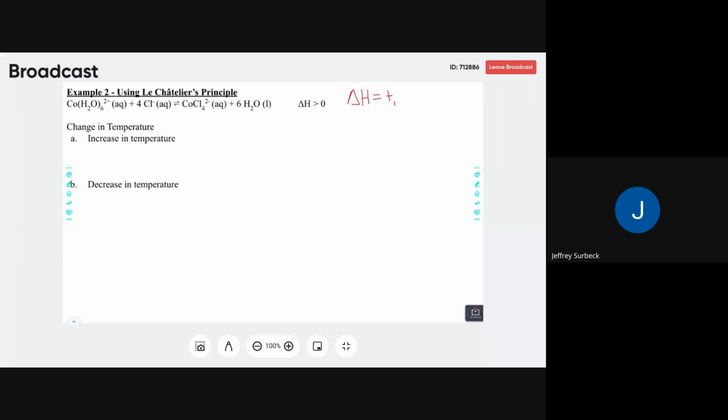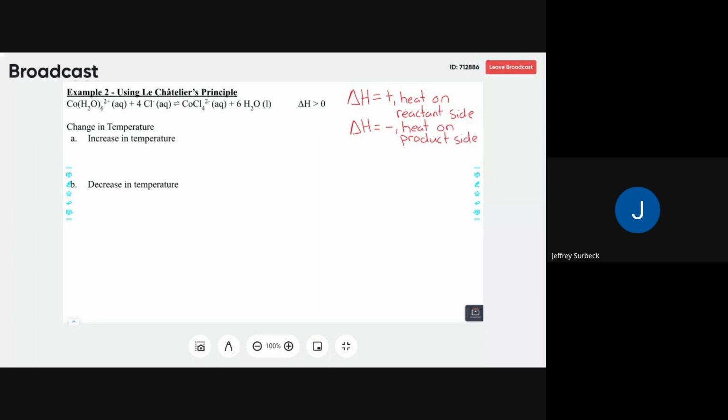Okay, so let me write that down. Heat on the reactant, or our left-hand side, if you want to think about that. Now, just the opposite here. If delta H is negative, heat is released, which means heat is on the product side, or the right-hand side.